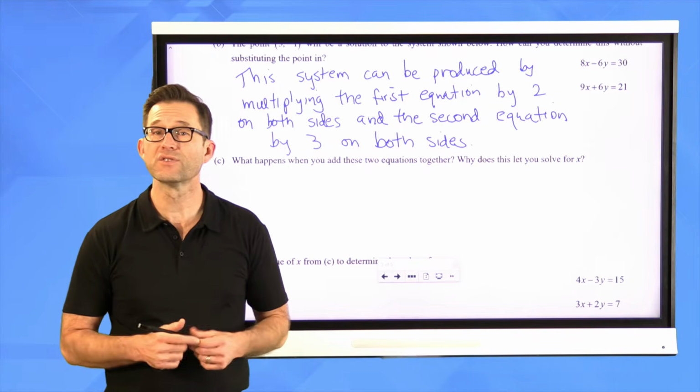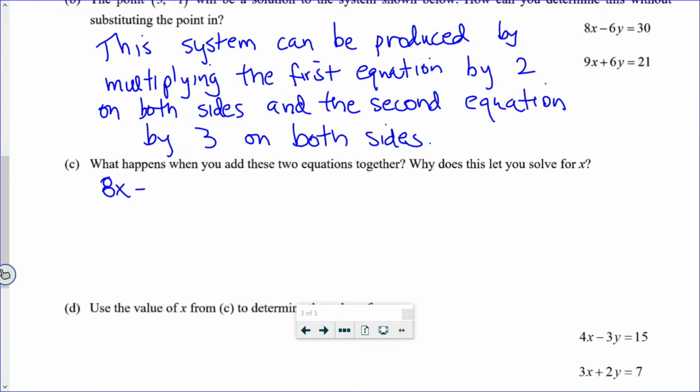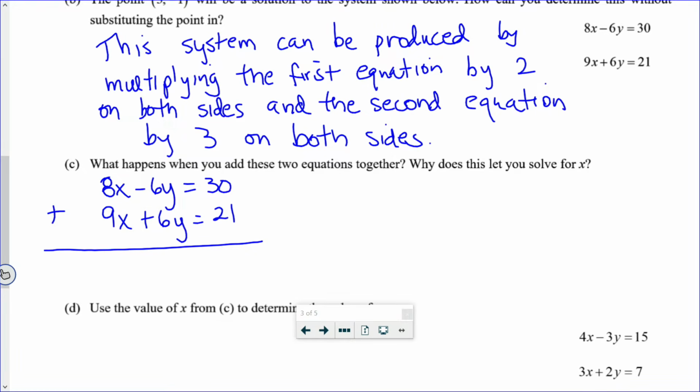All right, well, this is really cool. So what I'm going to do is I've got 8x minus 6y is equal to 30, and 9x plus 6y is equal to 21. When I add these two together, 8x plus 9x is 17x, but when I add negative 6y plus 6y, I just get 0. Obviously, 30 plus 21 is just 51.